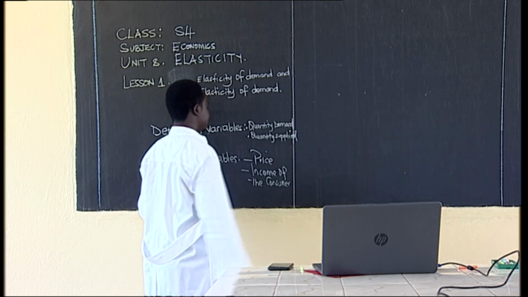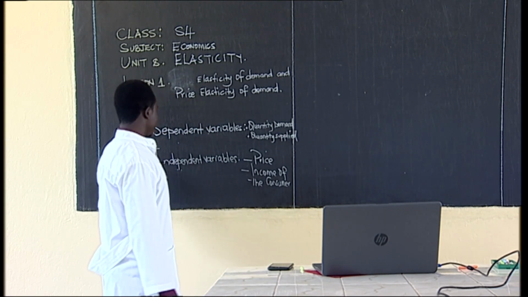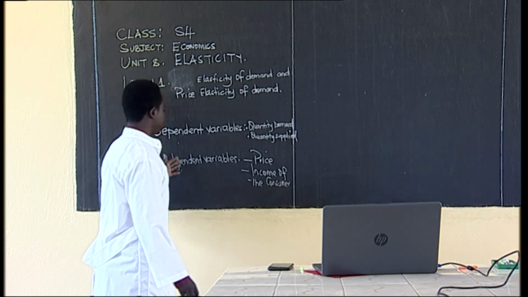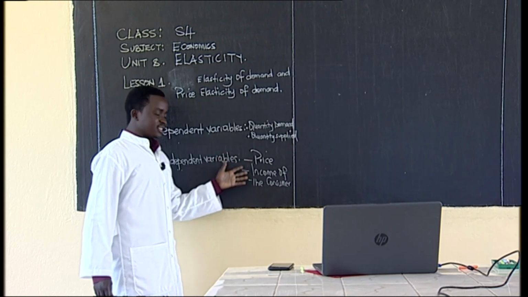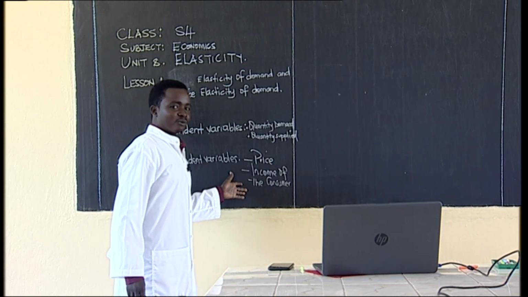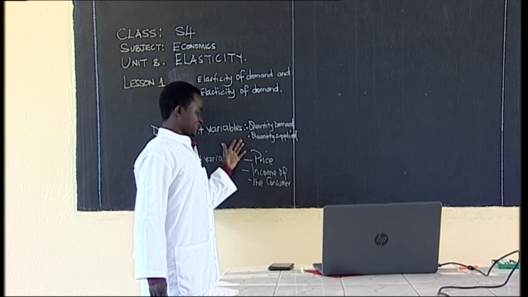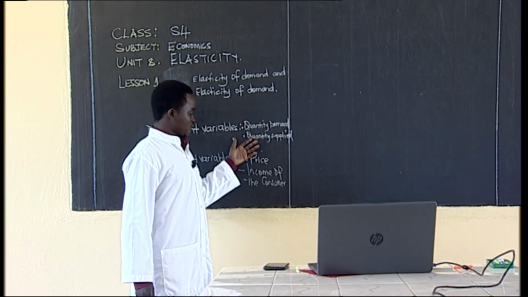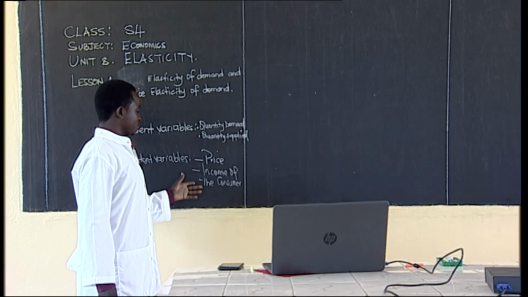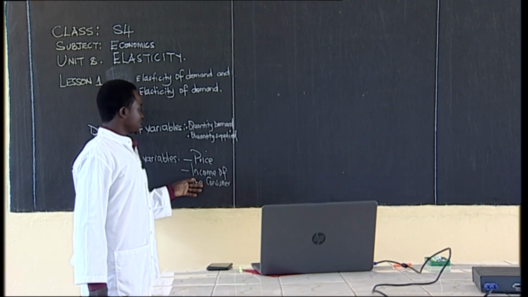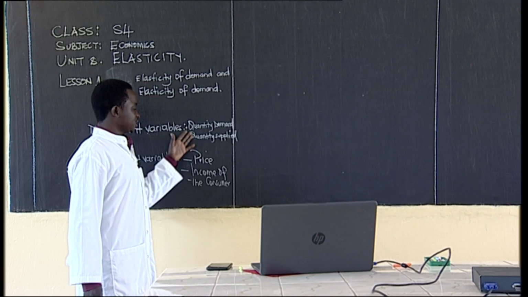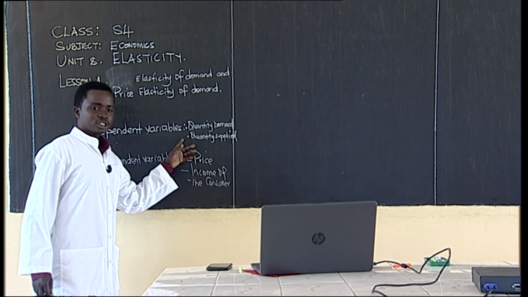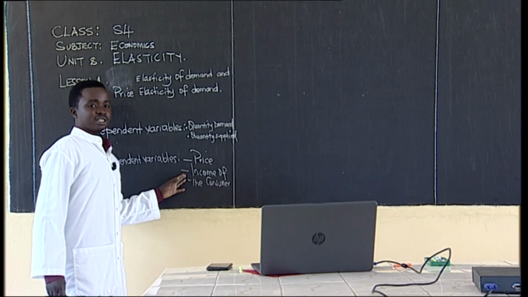So meaning that demand and supply are dependent variables, then price of the commodity and income of the consumer are independent variables. When price changes, we expect quantity demanded also to change. When price changes, quantity supplied will also change. When the income of the consumer changes, it may also influence quantity demanded and quantity supplied. So these two are dependent variables, then these two are independent variables.